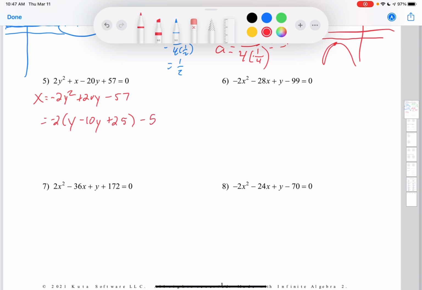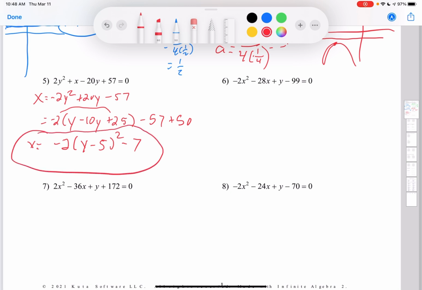We've got minus 57. And then, because we have to distribute that in there, this is going to be plus 50. So our equation, and that's all they really wanted us to do, is -2, factor this, y minus 5 squared equals minus 7. And they didn't ask to graph, they just asked for the equation. Since they just asked for the equation, you're done. Nothing left to do.